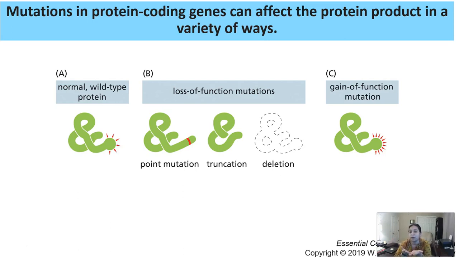Other times you have what we call loss of function mutations, where the mutation happened in a way that either made the protein unstable, so it was just never made, or if made, was destroyed.